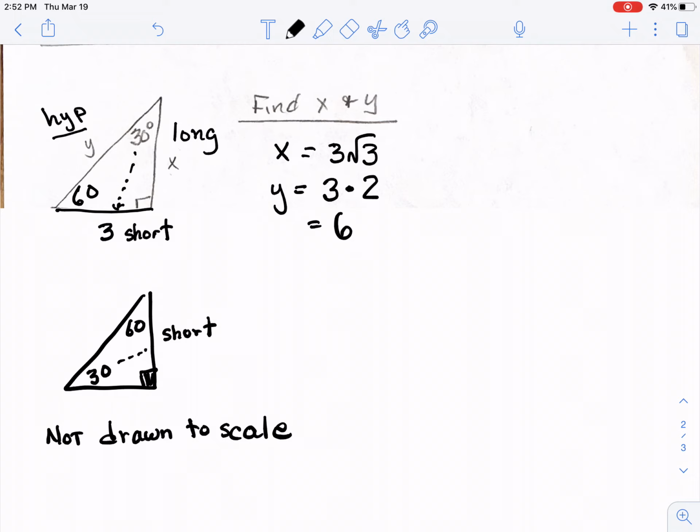Our long side, which is the y, is going to be the short side, which we now know is 7, multiplied by the square root of 3. And that's a simplified answer.